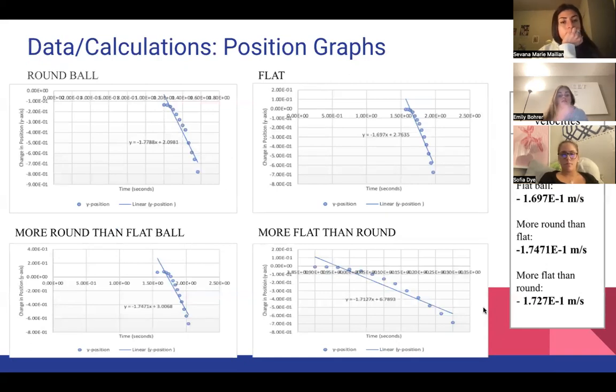Right, and then these were our position graphs for each ball or each Play-Doh shape. We put them in Tracker and then into Excel. So as you can see, the average velocities for the round ball was the greatest, and that for the flat ball was the smallest.